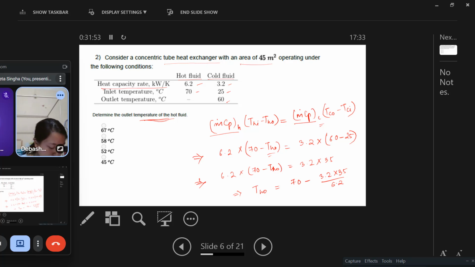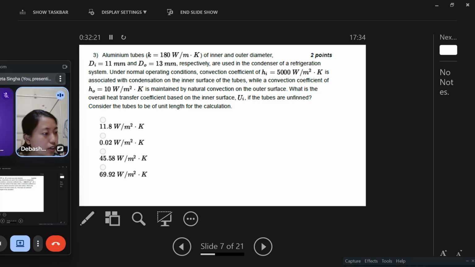How much do you get? 52.52 degrees Celsius. Yeah, this was an easy one. Just do the energy balance and you'll get it.